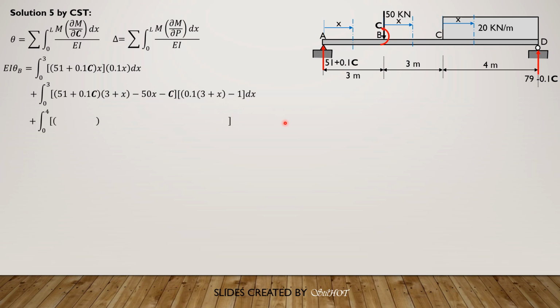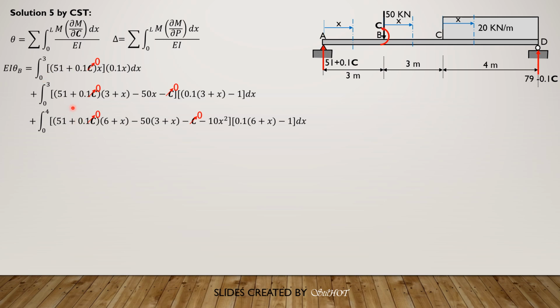Then plus integral 0 to 4 of 51 plus 0.1 of C times quantity 6 plus x minus 50 times 3 plus x minus the couple, and minus 10 times x squared, or 20 times x over 2. Then the partial derivative of this moment equation with respect to C is 0.1 times 6 plus x minus 1, dx. So prior to integration, remember you have to set the value of C, which is just invented, so it's 0. C is 0. So notice that 51x times 0.1x is the same term as in virtual work method.